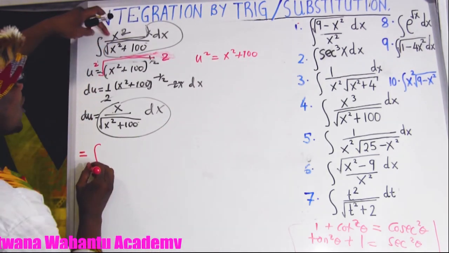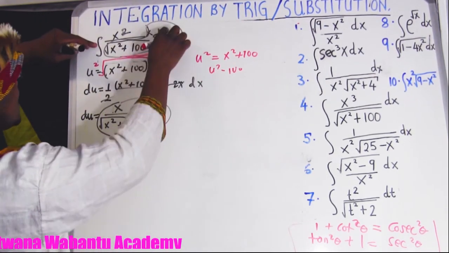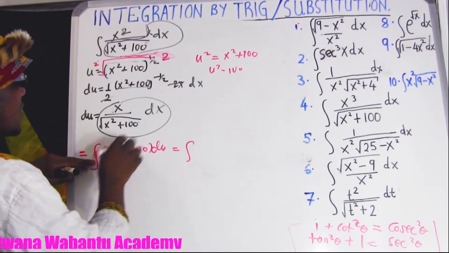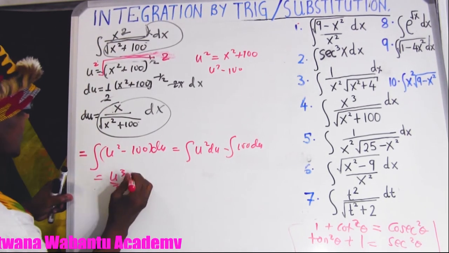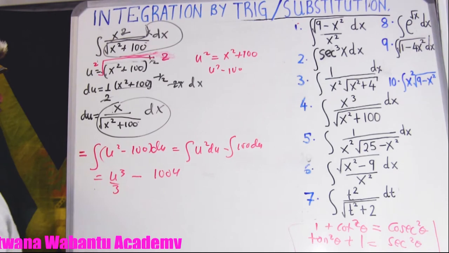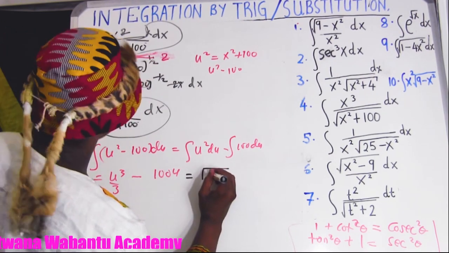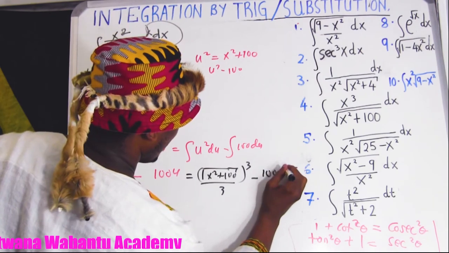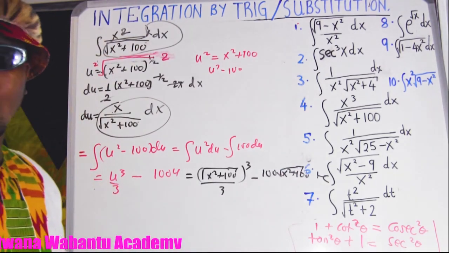So it's going to be the integral. Instead of x squared, I'm going to say u squared minus 100, and all of this equal to du. Okay, so this is the integral of u squared minus 100, du. Let me write. Okay, u cubed over 3 minus 100u. But we know the value of u. What's the value of u? U equals the square root of x squared plus 100. So I can place this instead of u, see? And then we add c. So we're done. See? So sometimes it's not necessary.